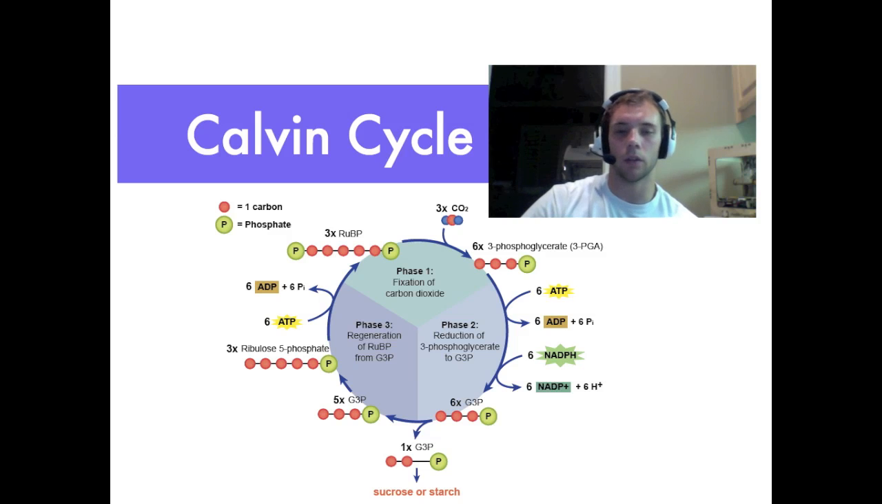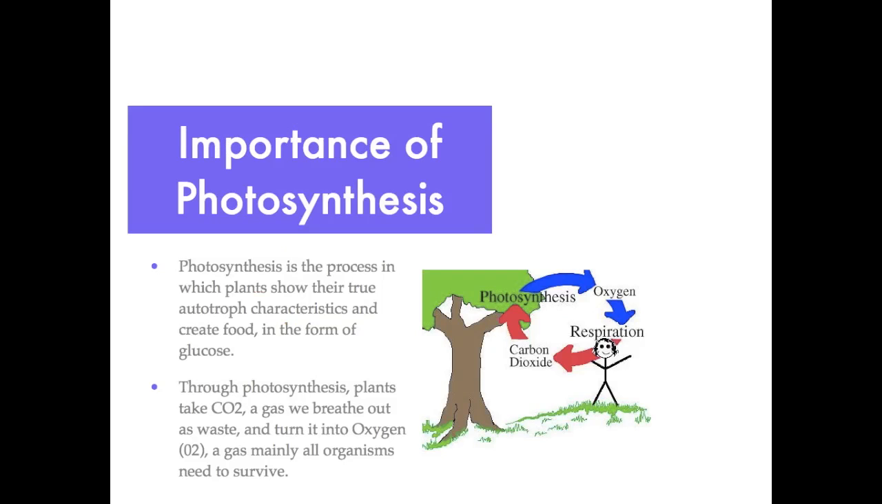Altogether, one molecule of G3P is produced using 3 molecules of CO2, 9 molecules of ATP, and 6 molecules of NADPH. This 3-carbon sugar can be exported to the cytoplasm to make sucrose, a sugar and a carbohydrate, which is then moved throughout the entire plant for energy use. Alternatively, sucrose can be converted into another carbohydrate, starch, and then stored in the chloroplast as a type of energy reserve.